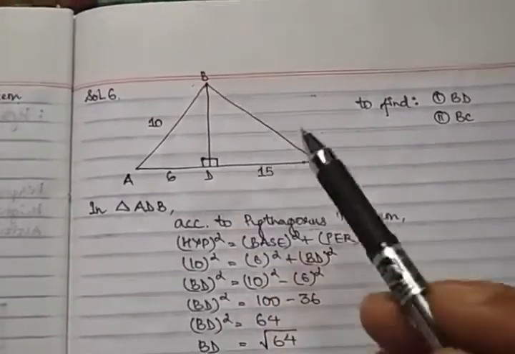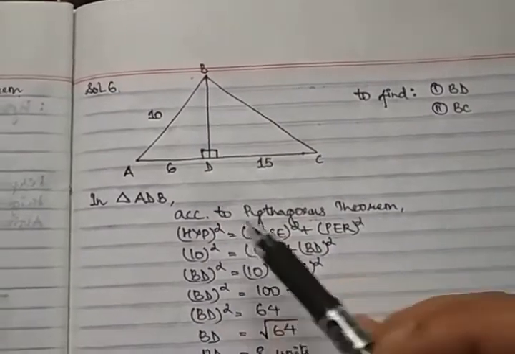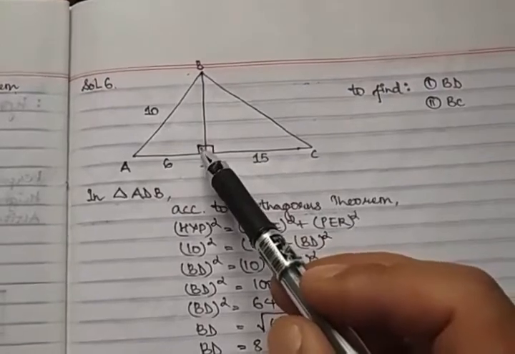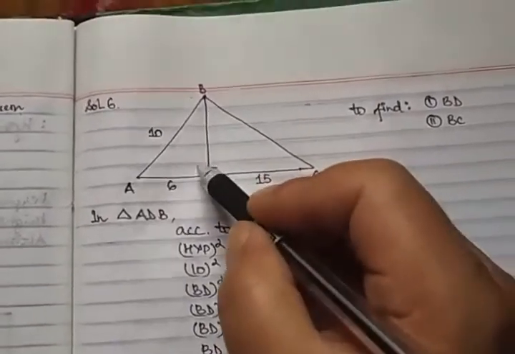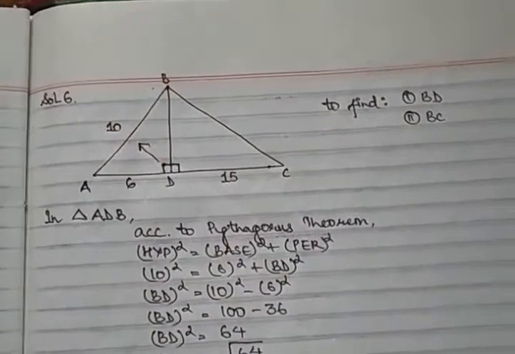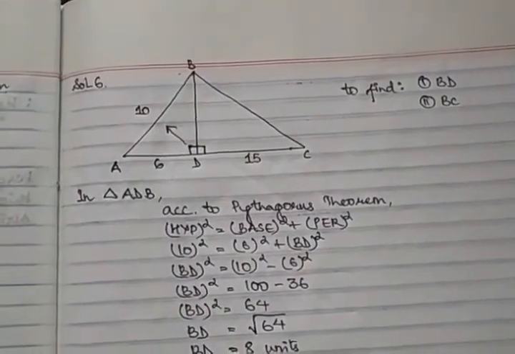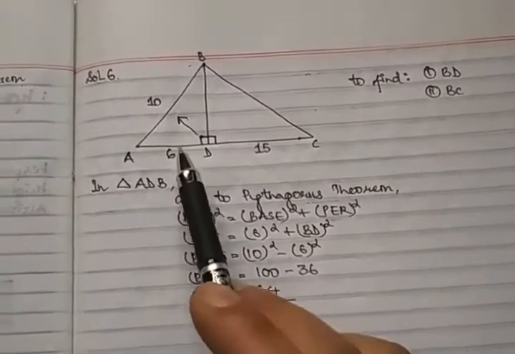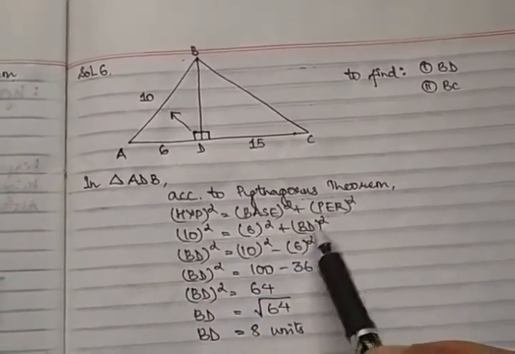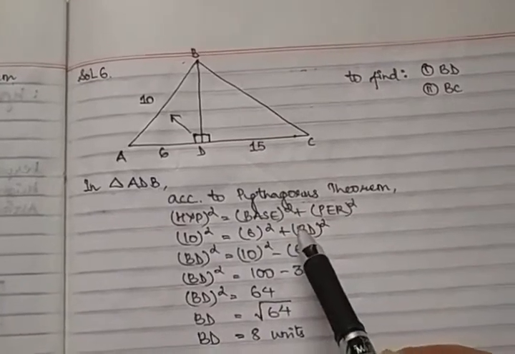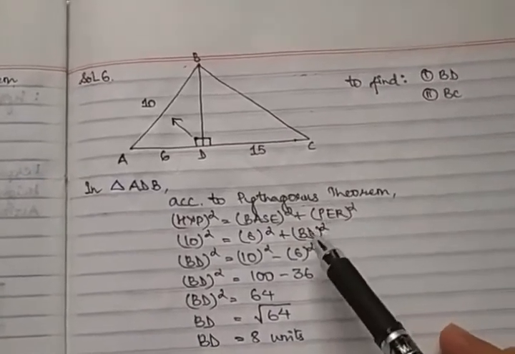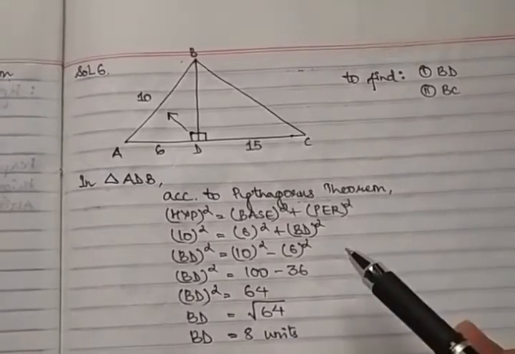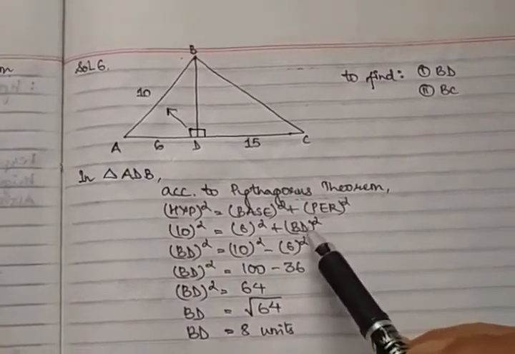See, ADB. According to Pythagoras theorem, hypotenuse square equals base square plus perpendicular square. Hypotenuse I have already told you, is the side opposite to 90 degrees. So for this triangle, the side opposite 90 degrees is AB, and the value is given as 10. So hypotenuse square, 10 square, equals base, which is given as 6, so 6 square, plus BD square. That's what we are after, but we are not after BD square. Remember, we are after BD. And you know, when you remove square, you need to place the square root on the other side.